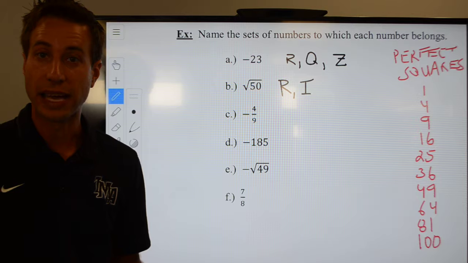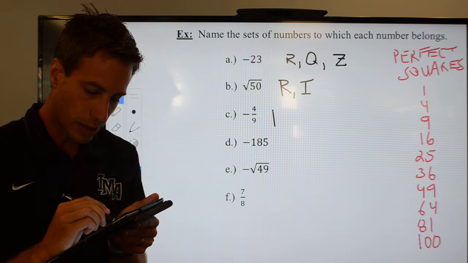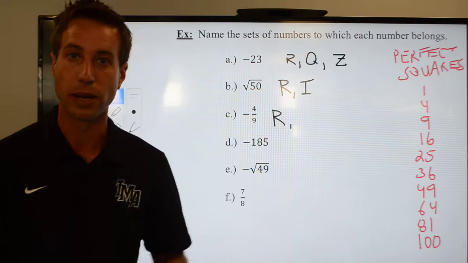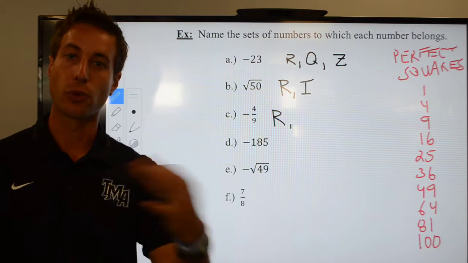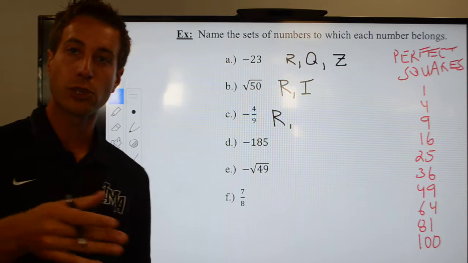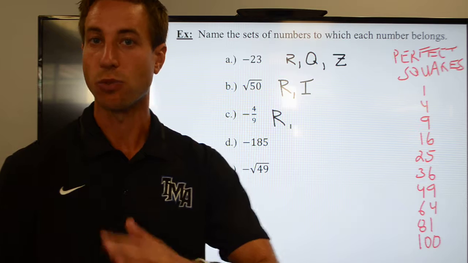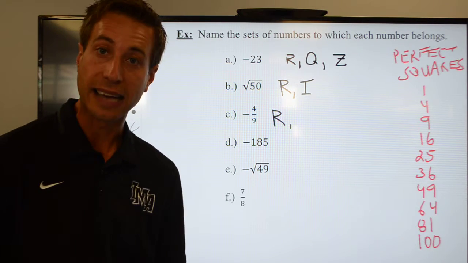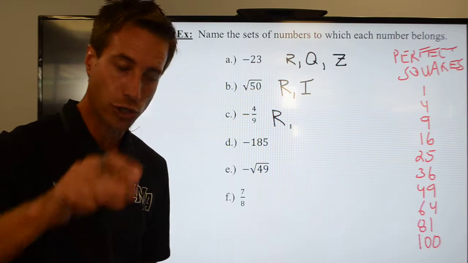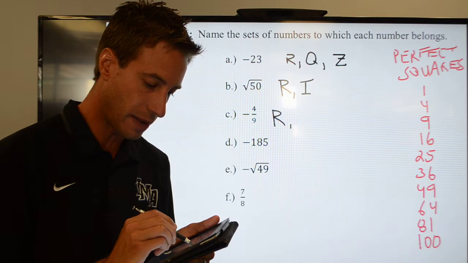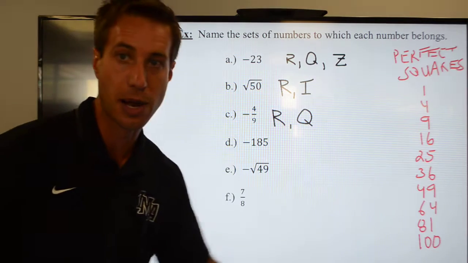Next, 4/9. Well, we already talked about all of these being real numbers, so we're going to go ahead and put in R. We know that it's real. Next, I need to figure out, is it rational or irrational? Well, if you go back to our description of rational and irrational numbers, we said the difference is rational numbers can be written as a fraction. And that's what I have. I have a fraction. So this one should jump right off of the page at you. If it's written as a fraction, it must be a rational number.